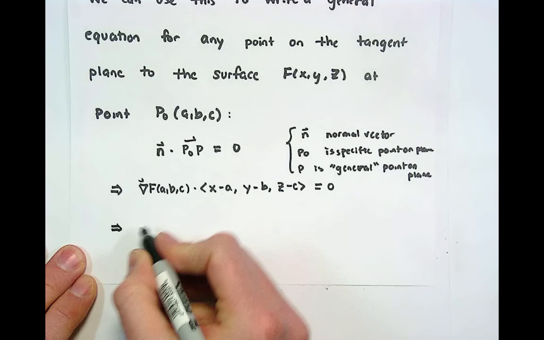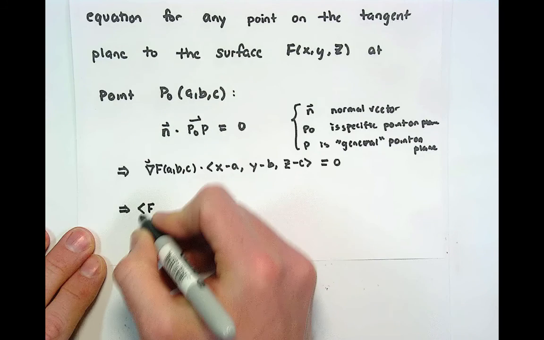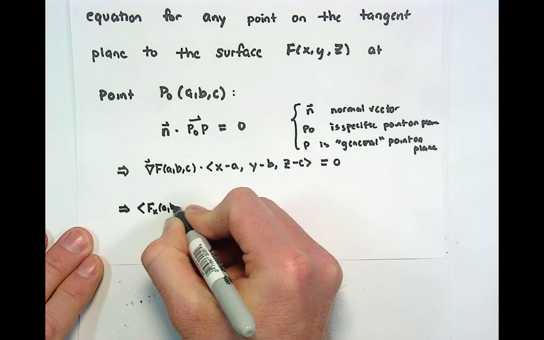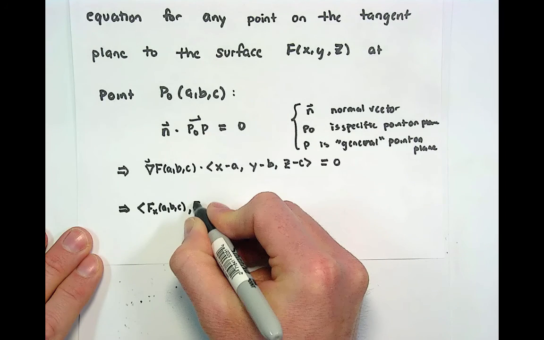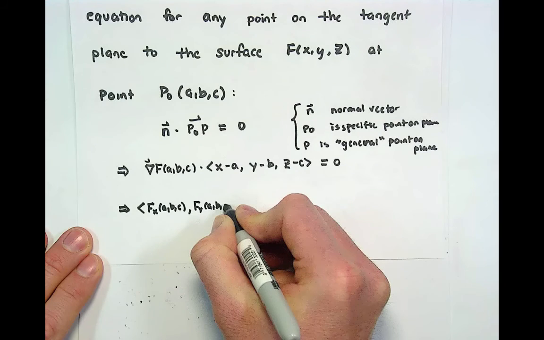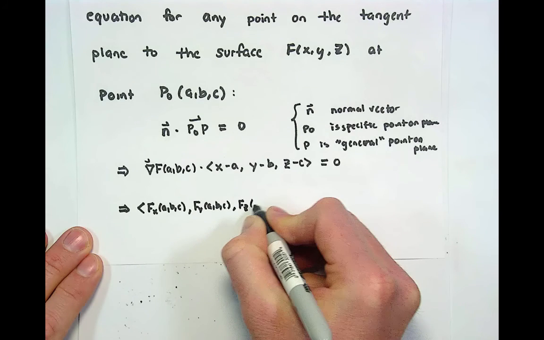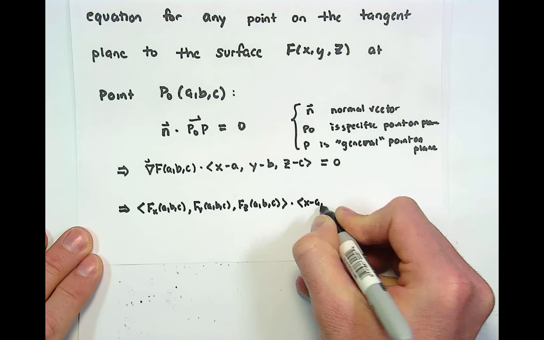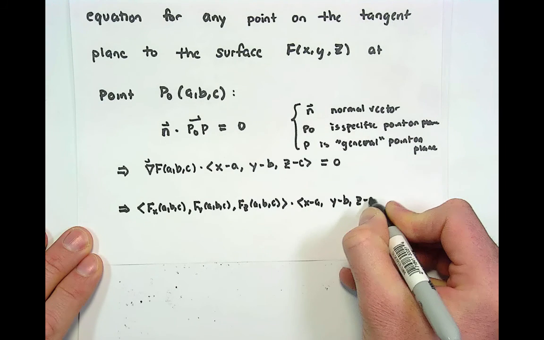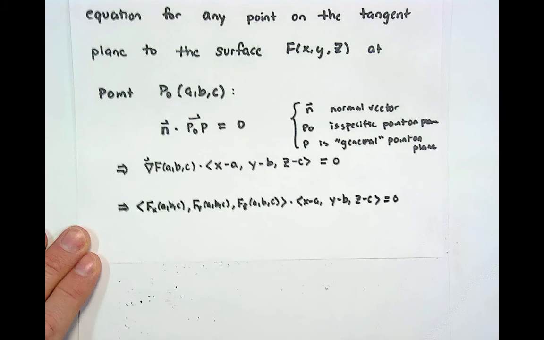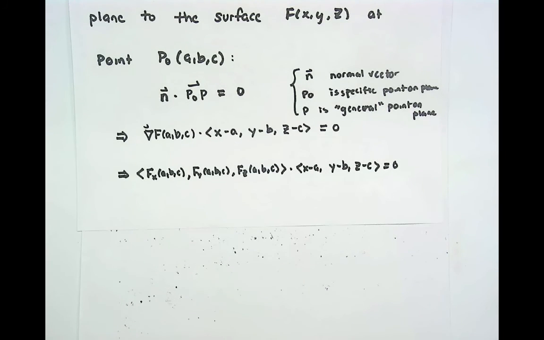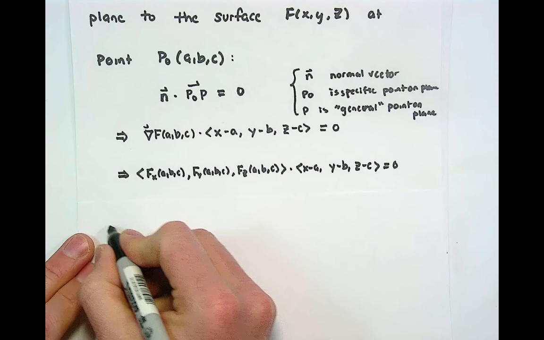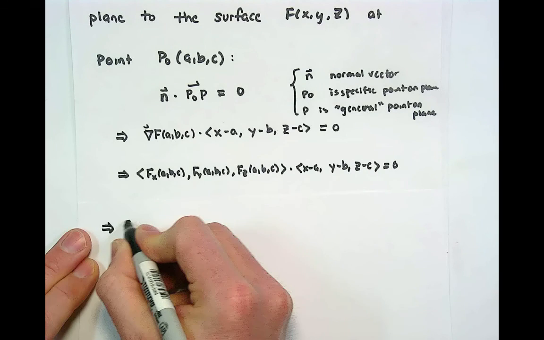This normal vector was super special because it was actually given by the partial derivatives in each of the directions. So this is f sub x of ABC, f sub y of ABC, and f sub z of ABC. And then this was x minus a, y minus b, z minus c. And we said this was equal to 0. Well, this now gives us a way to construct the general equation for a tangent plane.